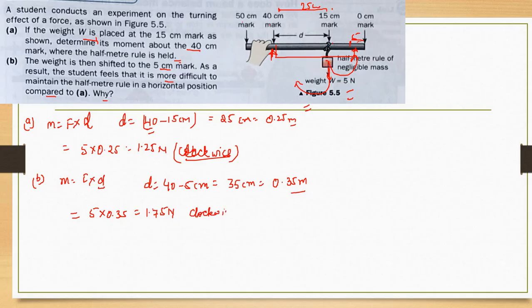So if you look and compare with A, it was 1.25 and here 1.75. So obviously this is bigger. When you have moved the weight to the 5 centimeter mark, it is at more distance from the pivot point, so the turning effect will be more, right? So he will feel a lot of force acting on this side. So that's why it will be more difficult to maintain the half meter rule. I hope this question is clear now.